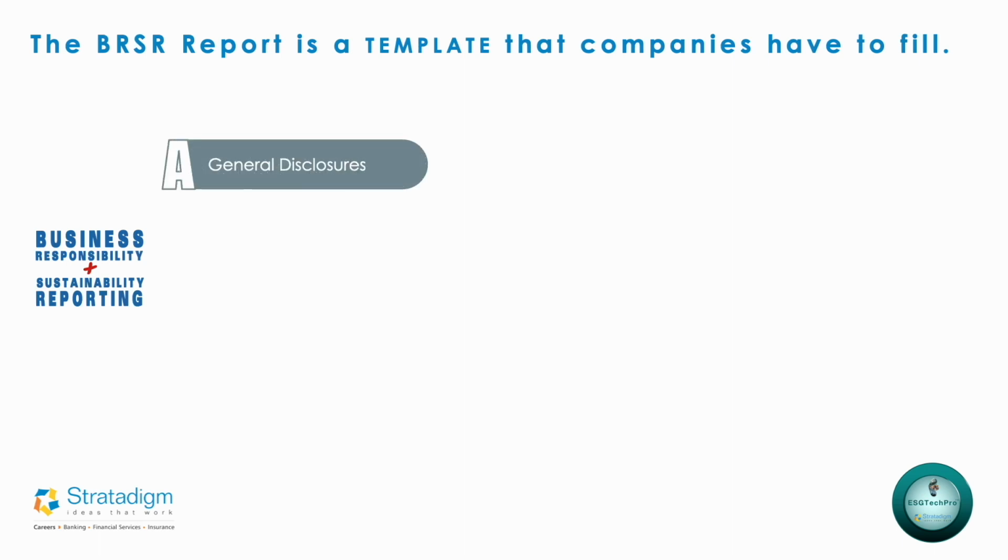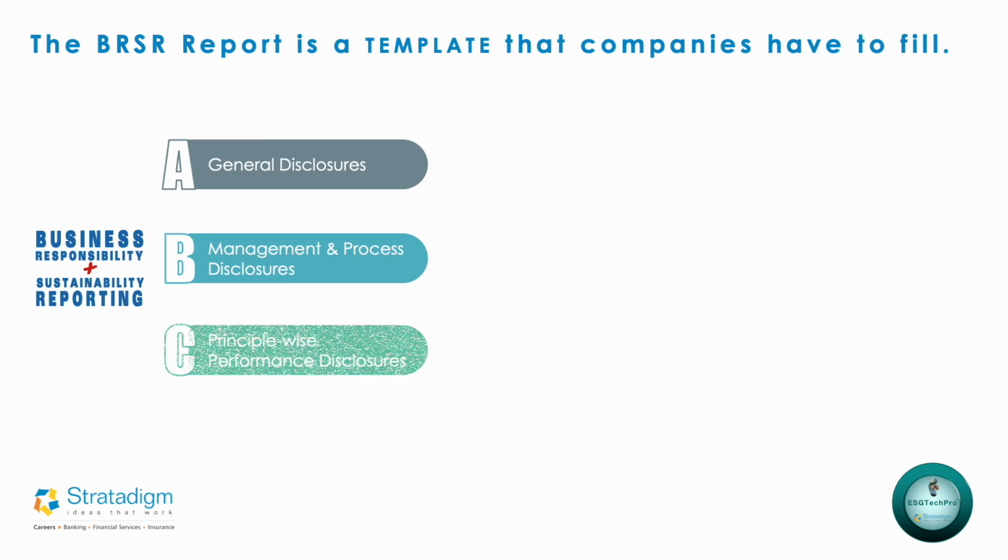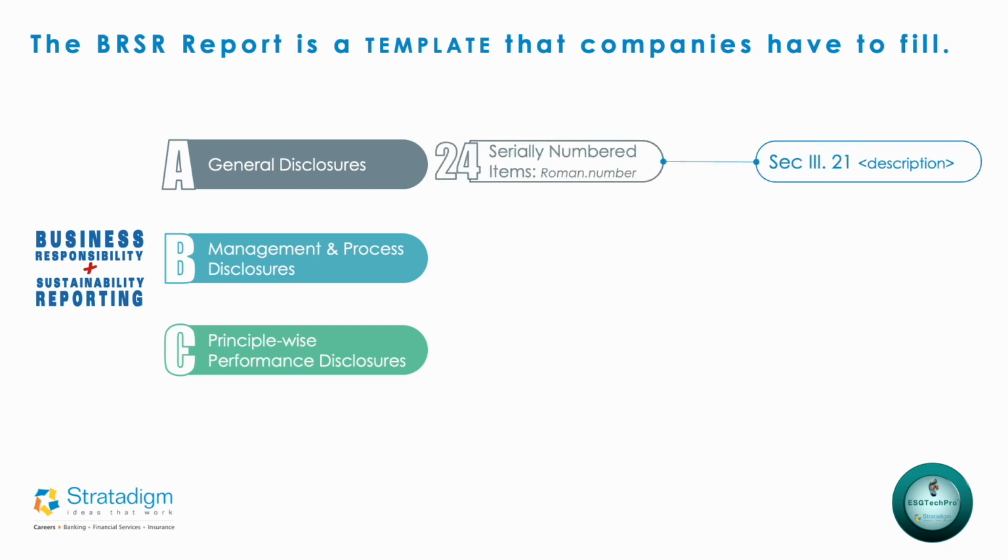So there are three parts. Part A is general disclosures. Part B is management and process disclosures. And Part C is principle-wise performance disclosures. The general disclosures are 24. They are serially numbered. It's a Roman numeral dot number, as in III.21, where III is Roman 3 and 21 is numerical 21. Sections are serially numbered.